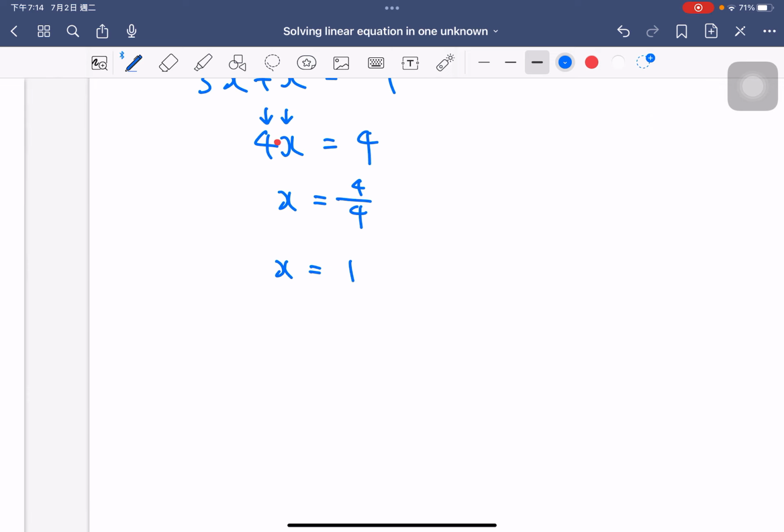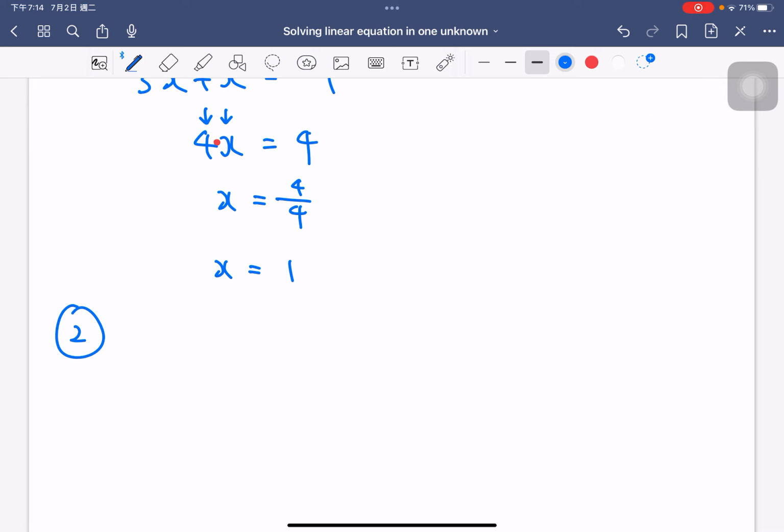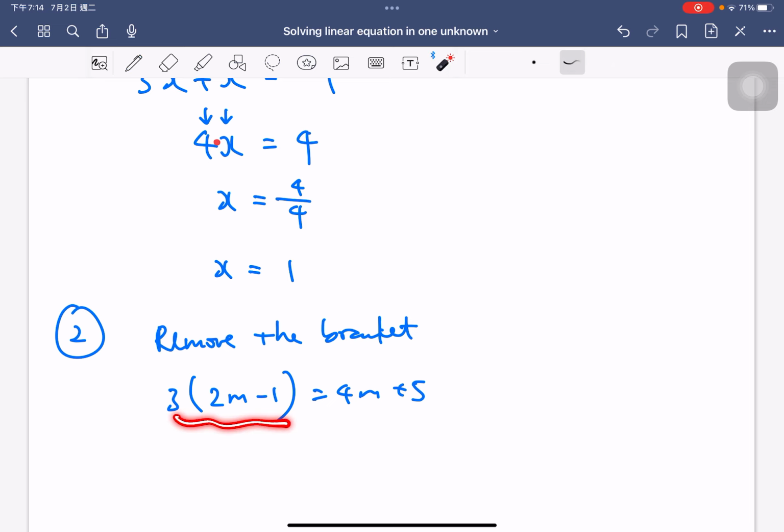The second rule is removing the bracket. When you see a bracket and I don't want it, then you expand it. So we remove the bracket. For example, if I have 3 times (2m minus 1) equal to 4m plus 5. When you see there's a bracket, we use the number outside the bracket to times each of the terms inside, with the sign. So first we use the 3 times the 2m, and then we use the 3 times the minus 1.